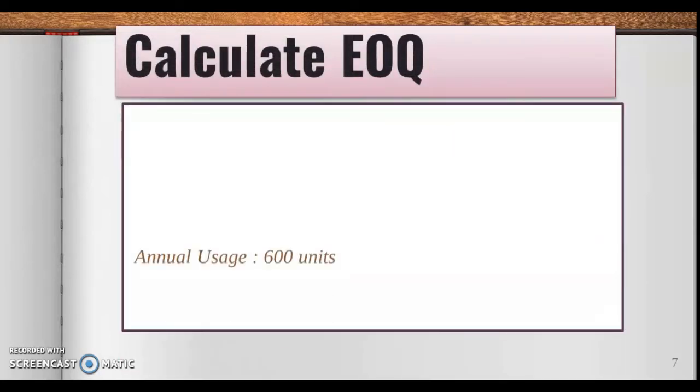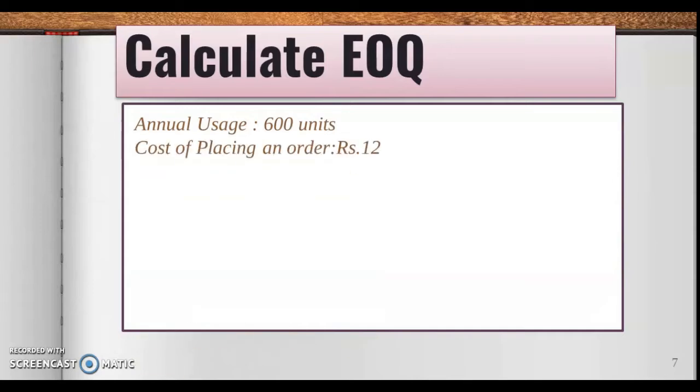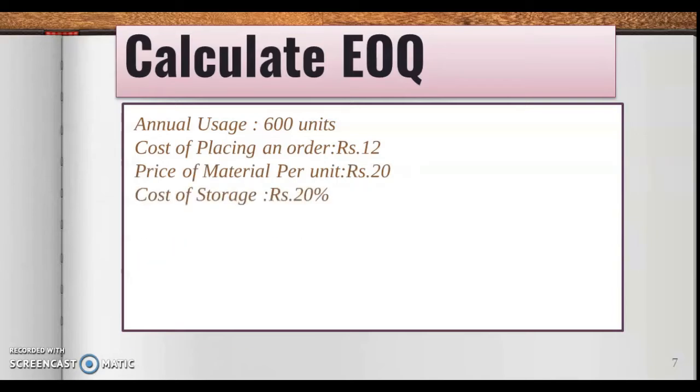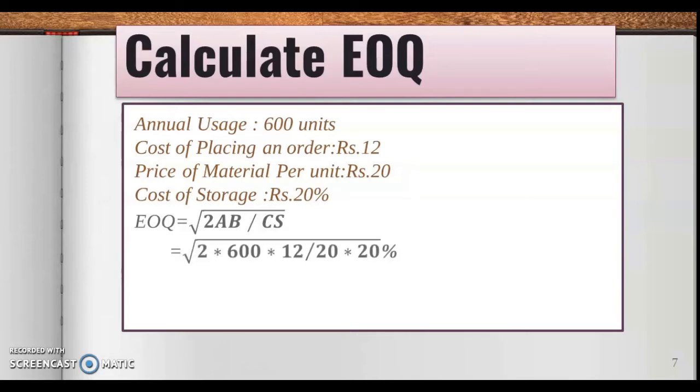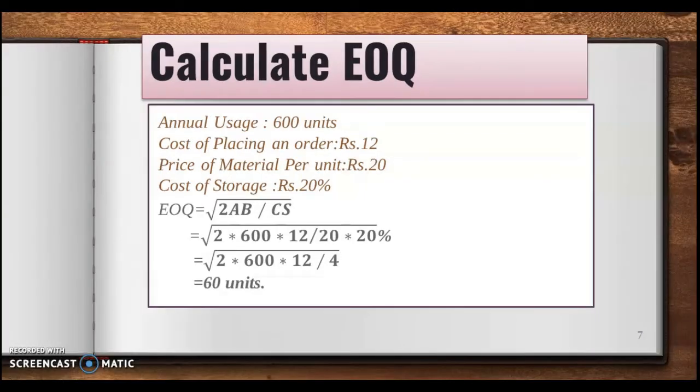on how to calculate EOQ. It is given that annual usage is 600 units, cost of placing an order is rupees 12, price of material per unit is rupees 20, and cost of storage is 20%. So the formula is EOQ equals root of 2AB divided by CS. We put all our values in this formula: root of 2 multiplied by 600 multiplied by 12, divided by 20 multiplied by 20%. By solving this, we finally get our answer for EOQ as 60 units.